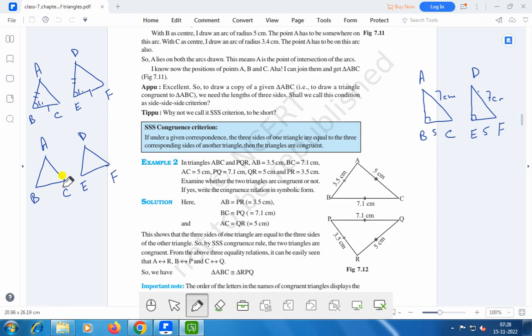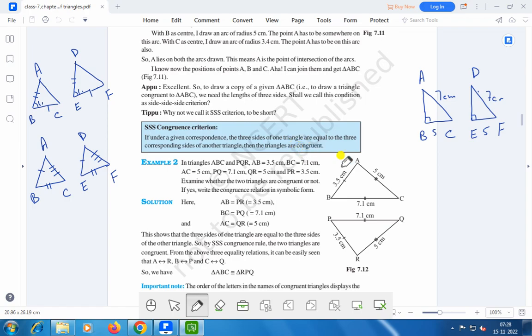If in this triangle AB is equal to DE, BC is equal to EF, and AC is equal to DF, then we can say that these two triangles are congruent according to the side congruence criterion. If under a given correspondence the three sides of one triangle are equal to the three corresponding sides of another triangle, then the triangles are congruent.